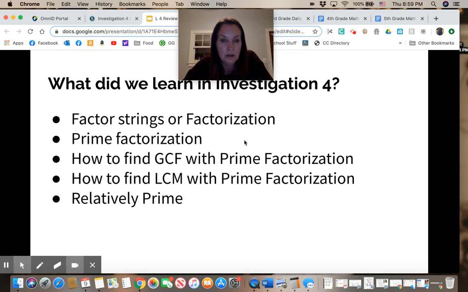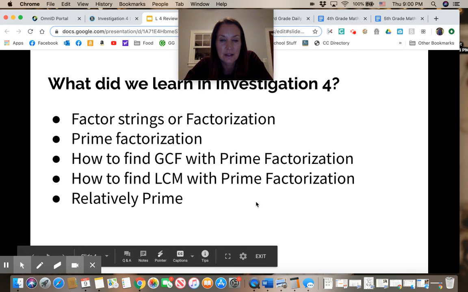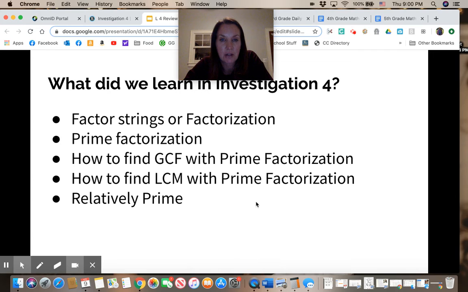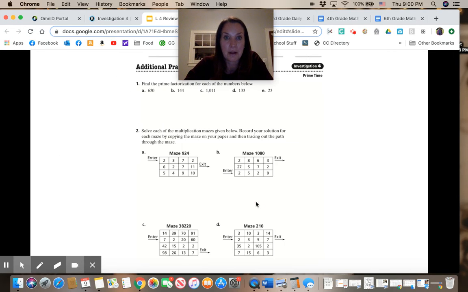We learned factor strings and factorization, meaning you can find factor strings for numbers by breaking them down into factor pairs. We learned how to find prime factorization by making factor trees. You learned how to find the greatest common factor with prime factorization, how to find the least common multiple with prime factorization, and you learned what relatively prime is. If any of this is stuff that you still have questions on, please reach out and let me know. Otherwise, I'll show you at the end of the video how to find other videos that will explain it more.